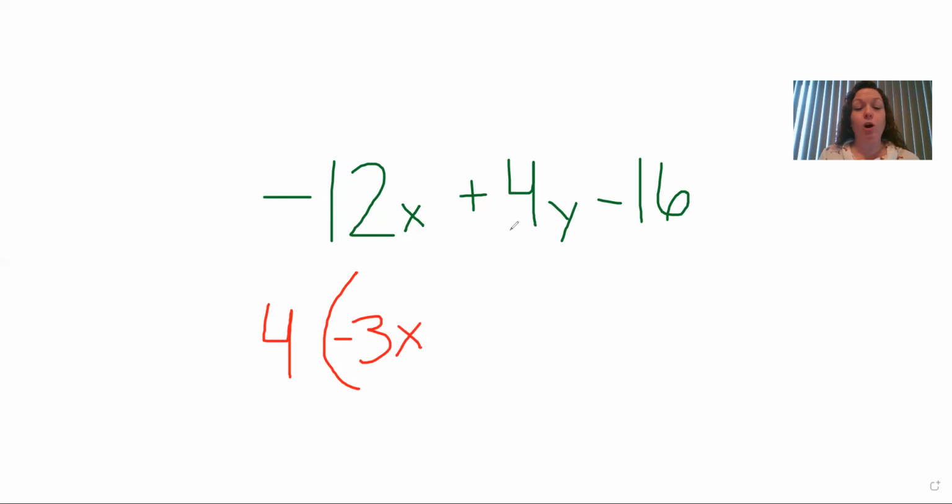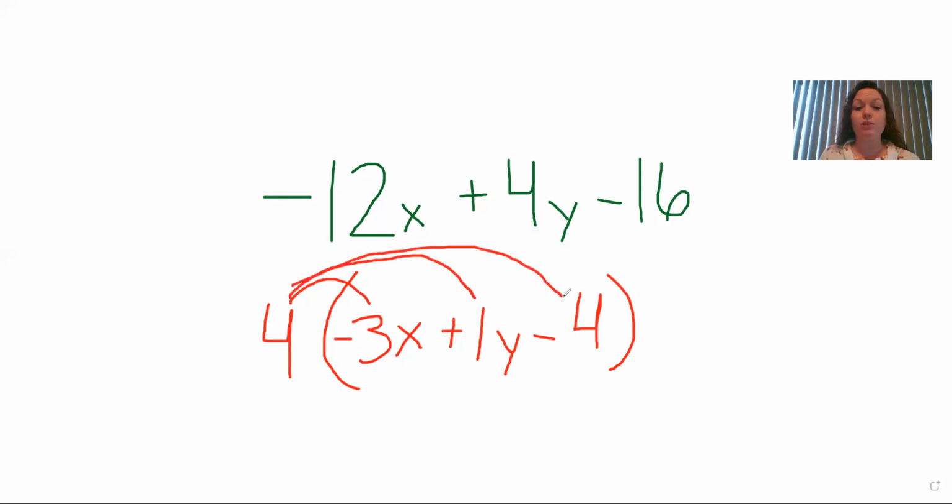4 times 1 equals 4, so I could just put plus y, but for the sake of this, I'm going to put plus 1y. And now I need another negative number, so I'm going to put a negative here. 4 times 4 equals 16. Okay, so again, we can check it by redistributing. 4 times negative 3 is negative 12. 4 times 1 is 4. And 4 times negative 4 is negative 16.